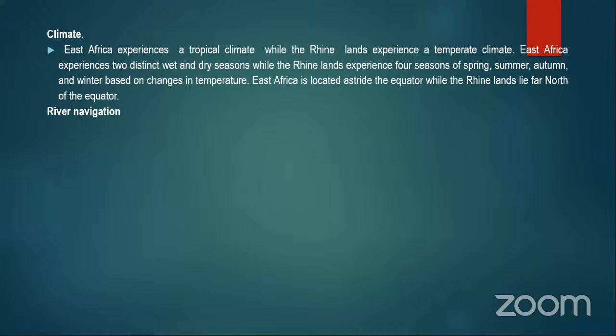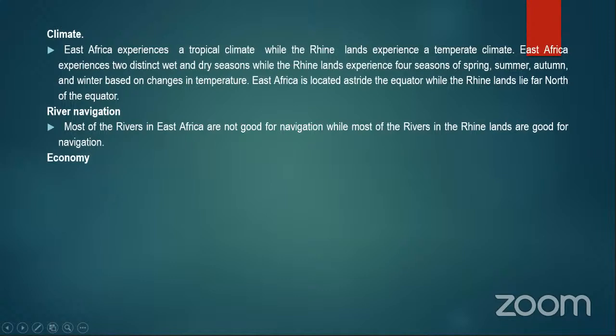What is the major cause of our rivers not being good for navigation? Yes, we have the hyacinths, we have the wild animals, but there is a major problem that hinders our rivers for navigation. Waterfalls. At some points we have waterfalls. Very good. So we are saying most East African rivers are not good for navigation, while most rivers in the Rhinelands are good for navigation.